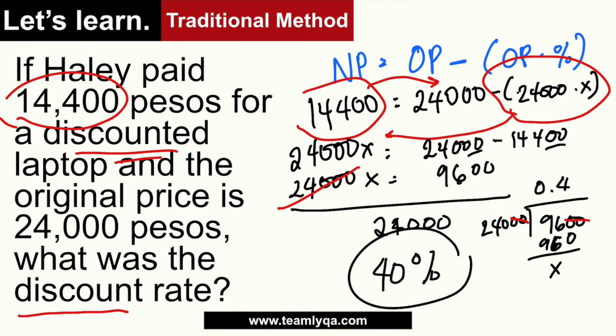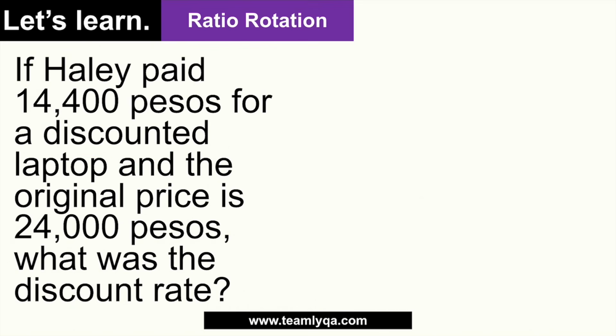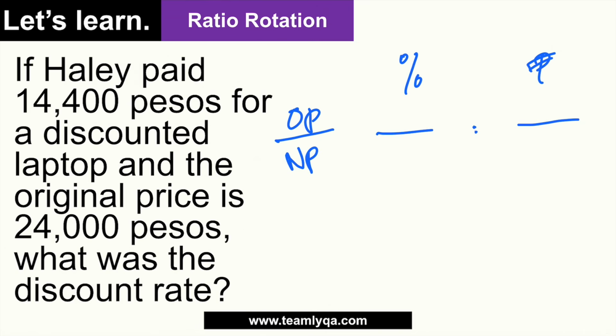Alright? So, again, you can do this using the traditional method. Now, kung ratio rotation naman siya, i-demonstrate ko lang din. Again, yung ating technique, we have our percentage side and our peso side. Tapos you have OP over NP or NP over OP. Yan, i-fill in lang natin siya. So, ang original price is always 100%. So, dito 100. Original price ngayon is 24,000 pesos. Ang kanyang new price or discounted price is 14,400. This becomes X.